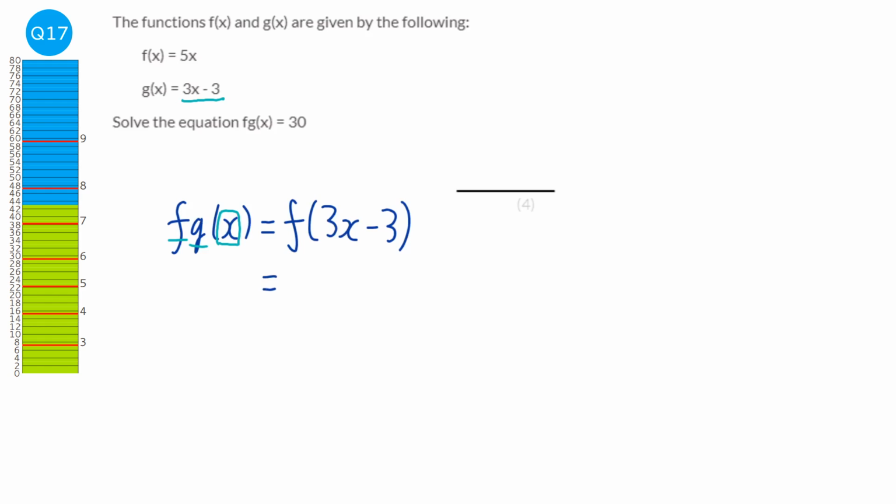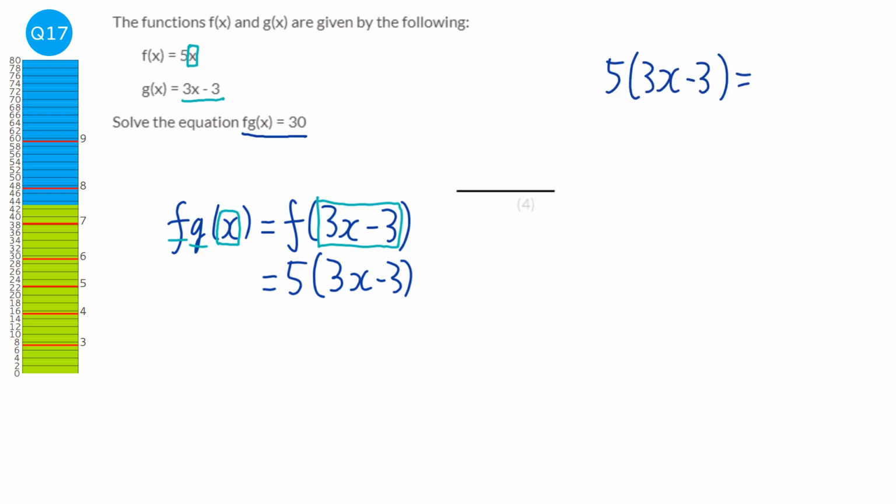Next, we want to feed in the 3x minus 3 into f of x, so where this x is here. So it's going to be 5 times 3x minus 3. Now, the question actually has this equal to 30 and asked us to solve it. So we're going to get that equal to 30. So 5 brackets 3x minus 3 equals 30. So we're going to get our solving lines in.